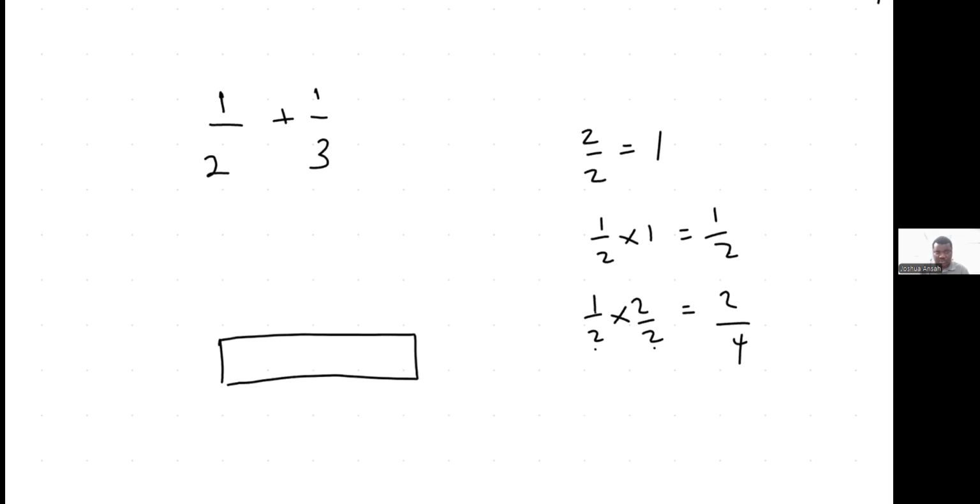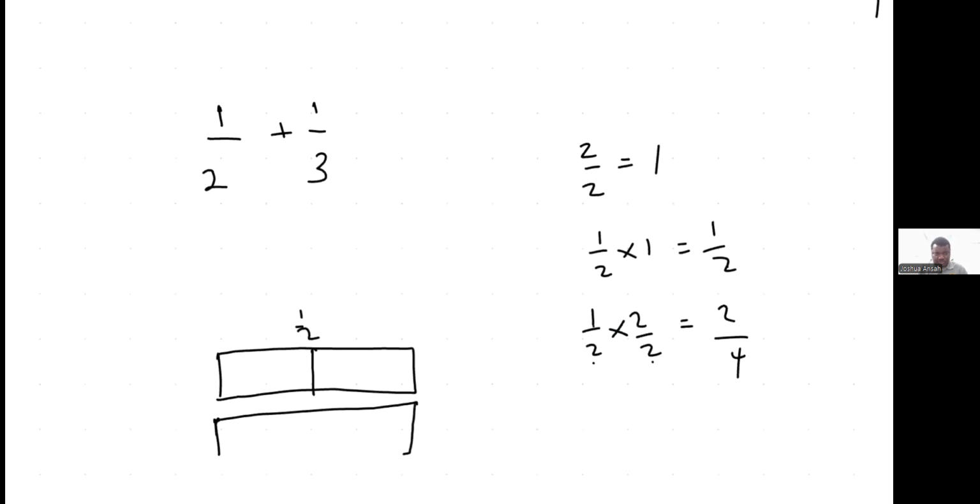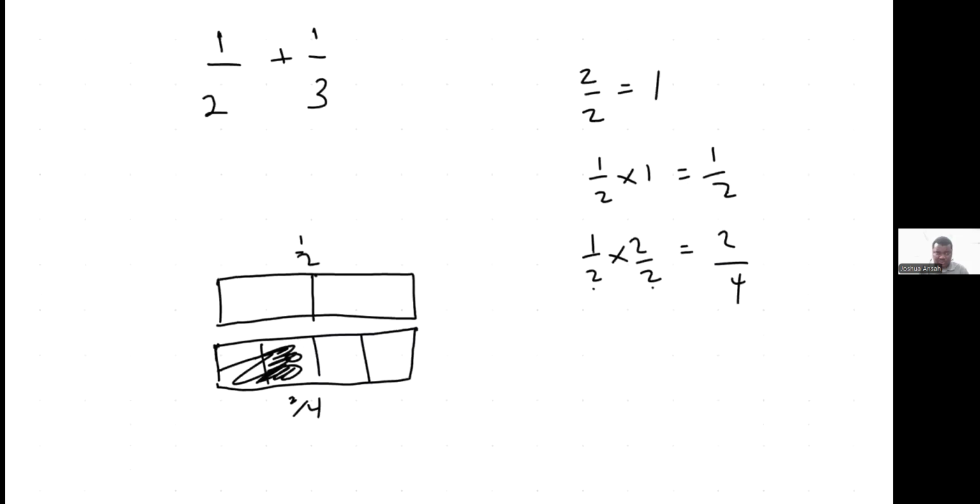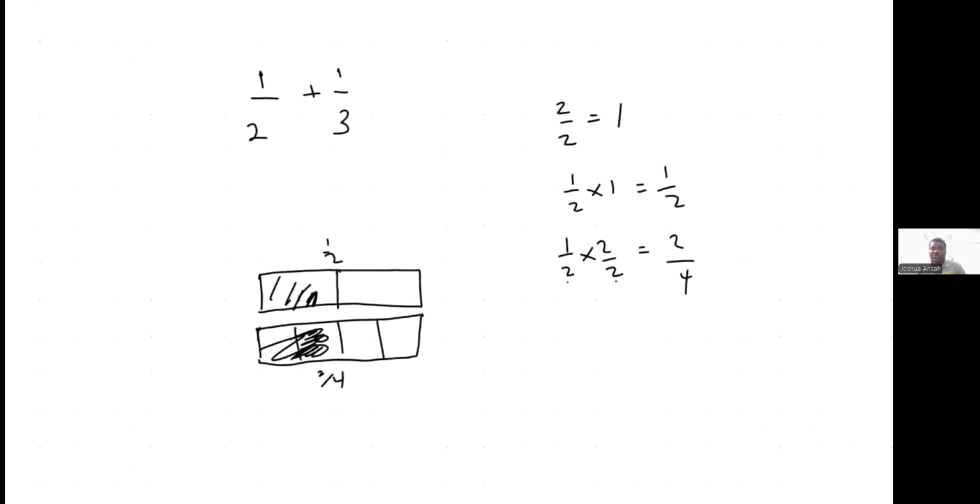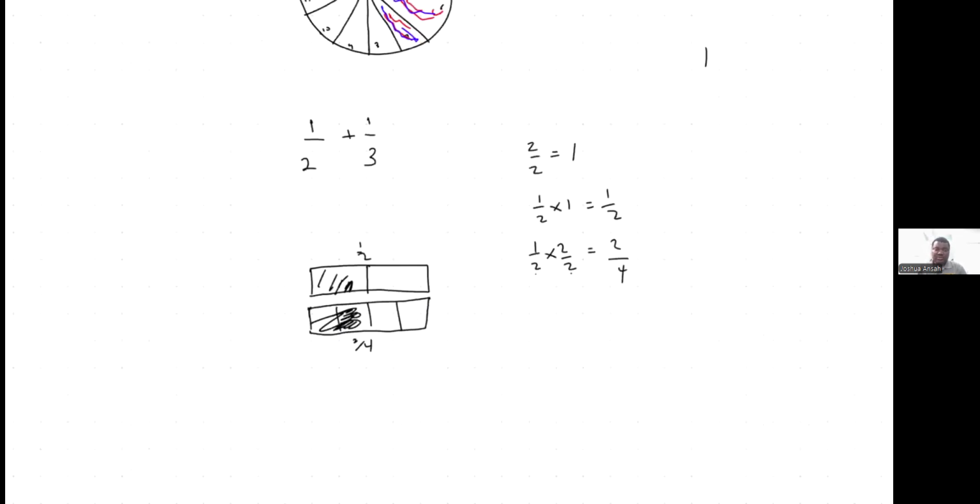This is a whole. If I divide it, this is 1 out of 2. This is the same whole. I'm talking of this fraction, which is 2 out of 4. This fraction, which is 2 out of 4, is the same as this fraction, which is 1 out of 2. Those are equivalent fractions.